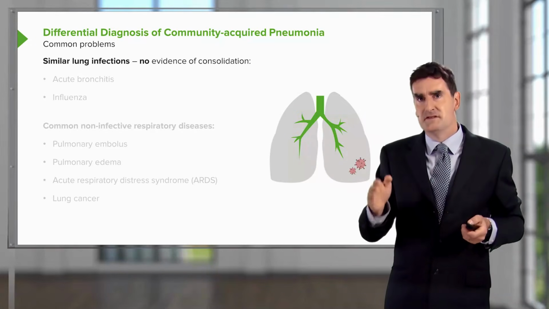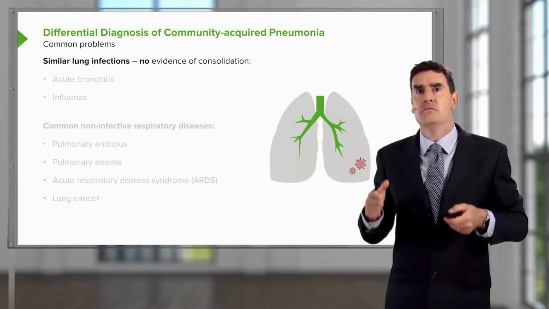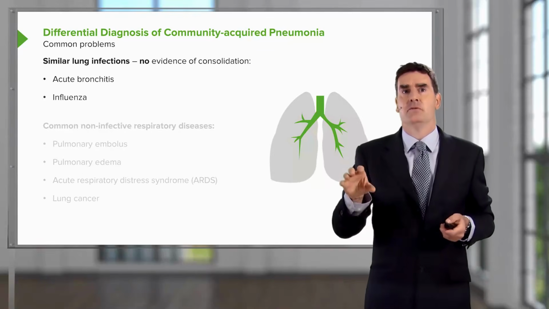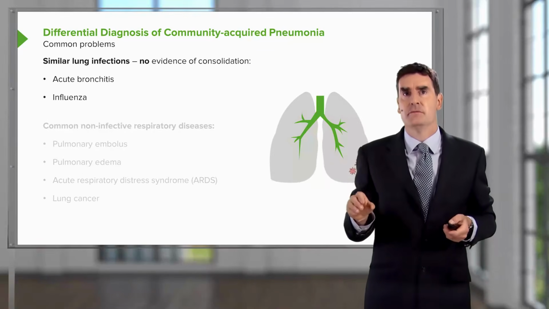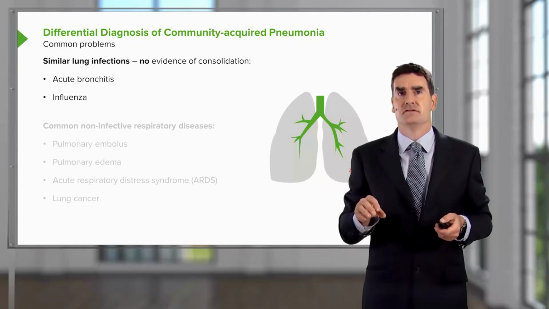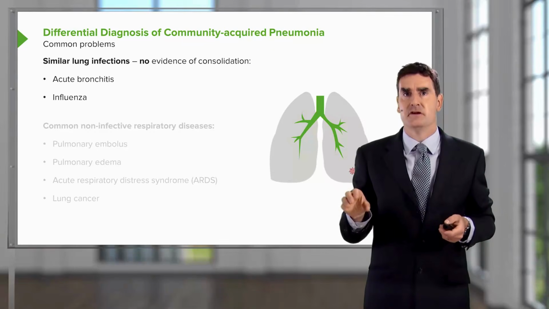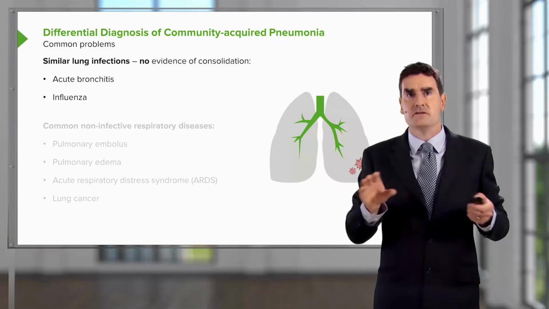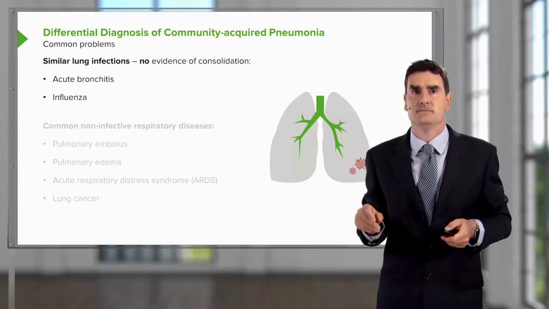So, what's the differential diagnosis of somebody presenting with what you might think is community-acquired pneumonia? Well, we actually mentioned already, acute bronchitis and influenza bronchitis are two of the main differential diagnoses. The important thing there is they do not normally have evidence of consolidation. If you have evidence of consolidation either clinically or on X-ray, then that means the patient has a pneumonia rather than just a simple acute tracheobronchitis.